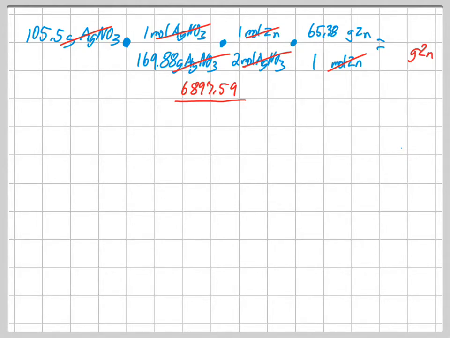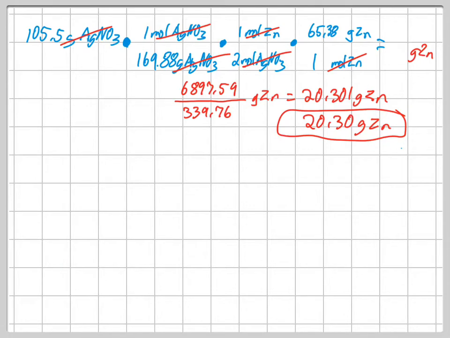Then on the bottom, we got 169.88 times 2, which gives us 339.76. And the units that are left on all of this is grams of zinc. So it's just the math here. We're going to get 6897.59 divided by 339.76 equals 20.301 grams of zinc. Significant figures come into play again. We've got 4 as our least number of significant figures, so our answer needs 4. So this will be 20.30 grams of zinc.